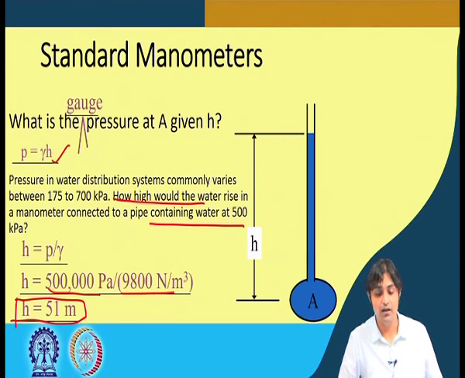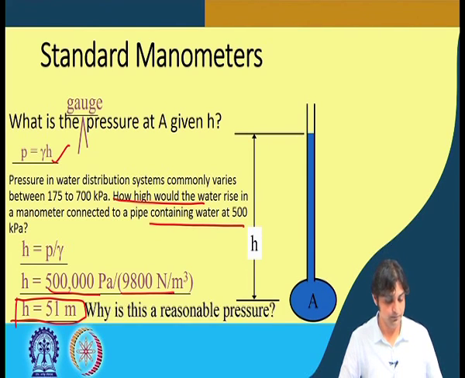So that is the reason for using denser liquids like mercury. The height to which it will rise will be much less. If you want to calculate, you can divide it by 13.6, so it will be something like less than 4 meters. Yeah, good. So why is this a reasonable pressure? I mean, this is a reasonable pressure. I think you think about it, we can discuss that in the forum.